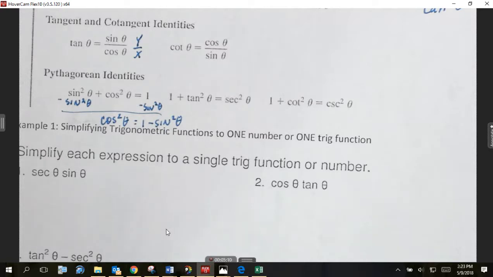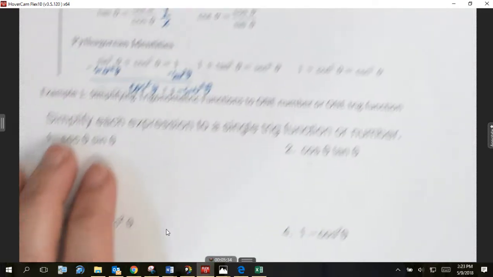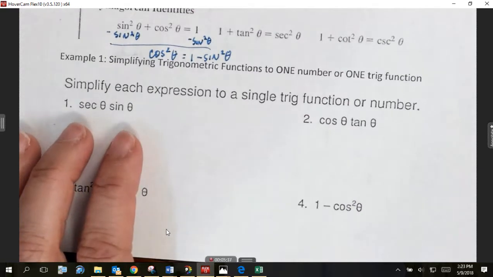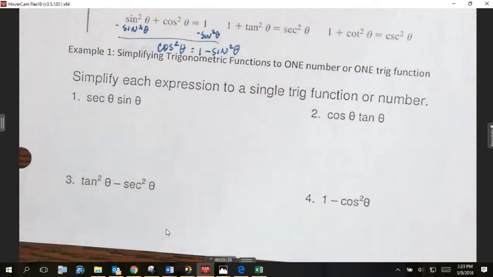So how are we going to use these? It's kind of related to when you were in geometry and you did proofs. It's kind of related, where you just have to show every step. Okay? That's how I'm saying it's related. Remember the proofs? You had to show every single step. You couldn't just jump to the end. We're not going to be writing reasons for all the steps, so we're not doing that part of the proof. But you do have to show every step. So this says simplify each expression to a single trig function or a number. So our answer will be one single trig function or it will be a number.